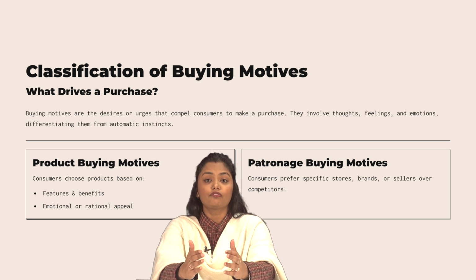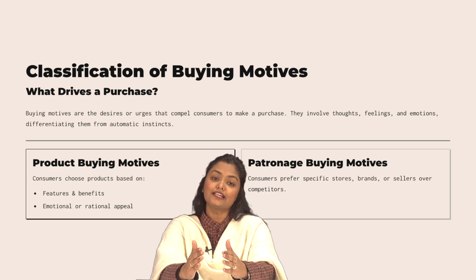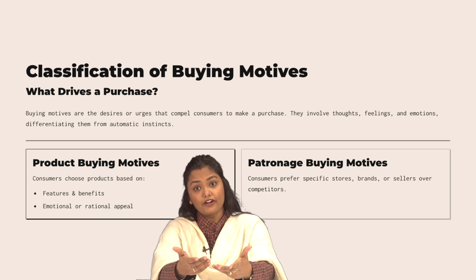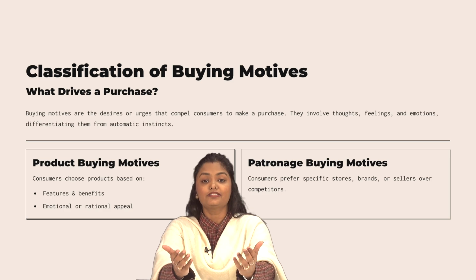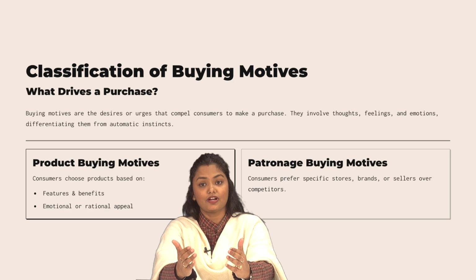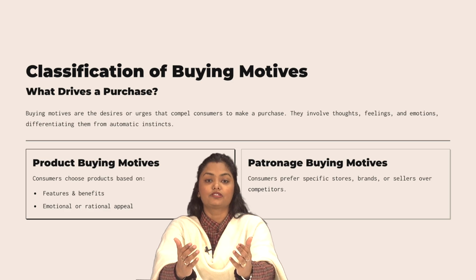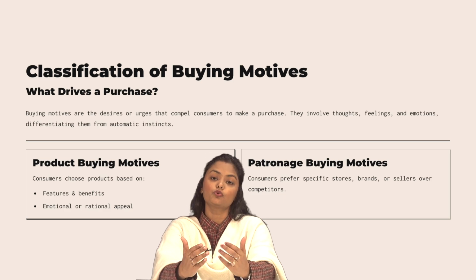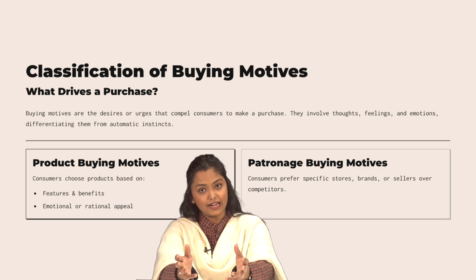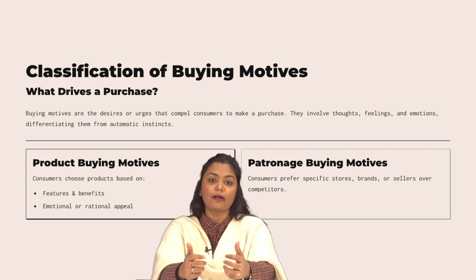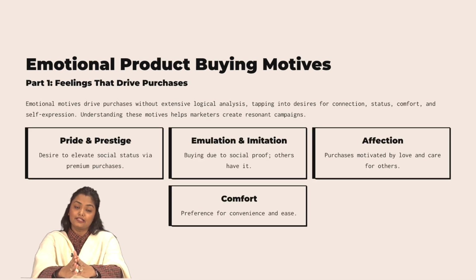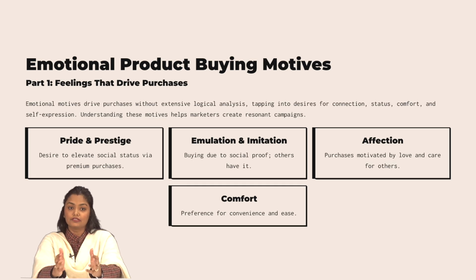We must distinguish motive from instinct. A motive is a reason for carrying out a particular behavior, whereas an instinct is a pre-programmed, involuntary response. For example, hunger is an instinct, but the desire to purchase a pizza to satisfy the hunger is a buying motive. As Professor DJ states, buying motives are influences that provide the impulse to buy. We classify these into two major categories: product buying motives and patronage buying motives. Let us first explore product buying motives. These refer to the influences that promote a buyer to choose a particular product over others.